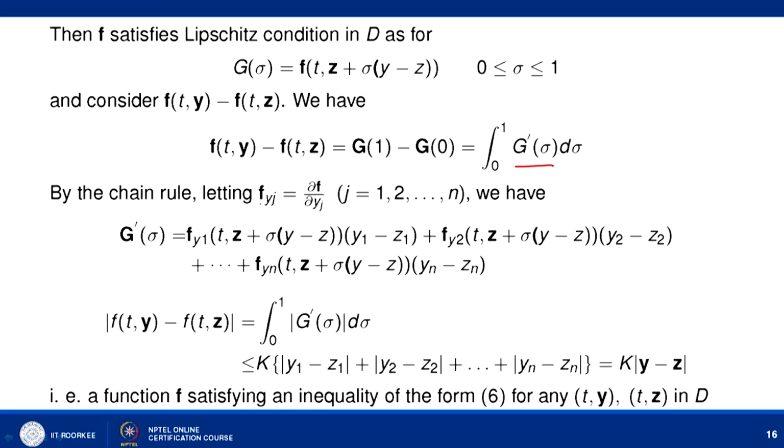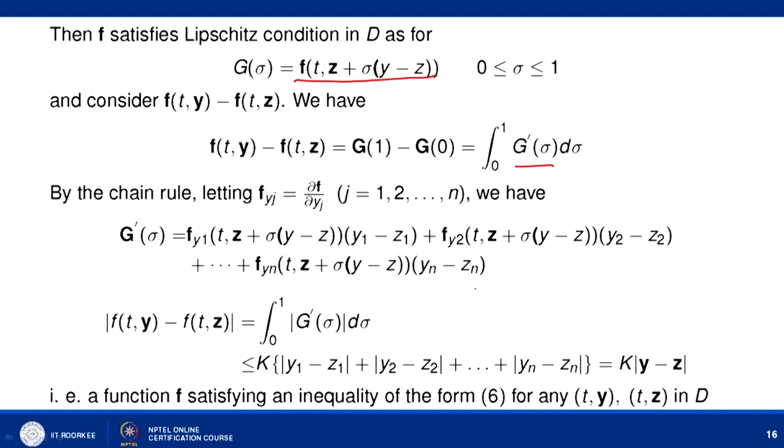Here we use the notation f yj equal to del f by del yj for j equal to 1 to n, and we can write g dash sigma as f y1. Here we are finding the derivative of g sigma with respect to sigma. So we can write f y1 at t z plus sigma y minus z, multiplied by y1 minus z1, plus f y2, the partial derivative with respect to y2 with the same argument, multiplied by y2 minus z2, and so on.